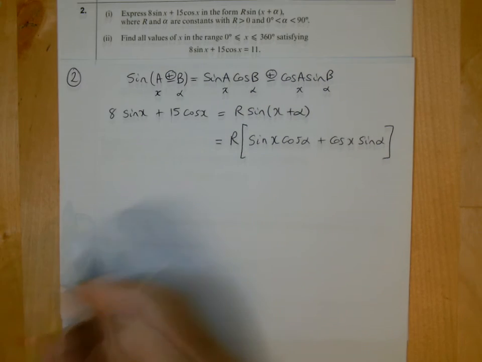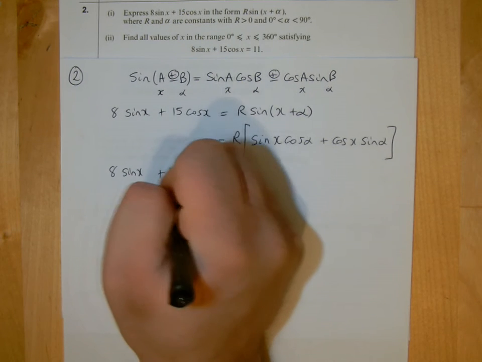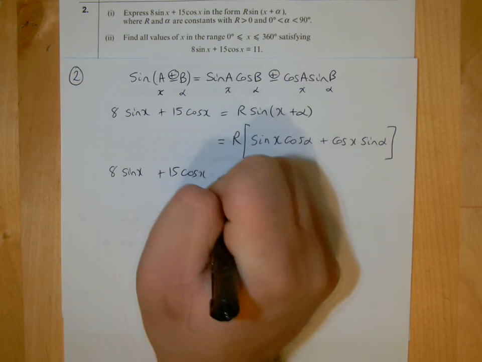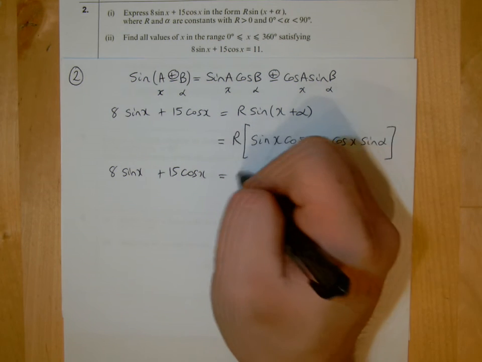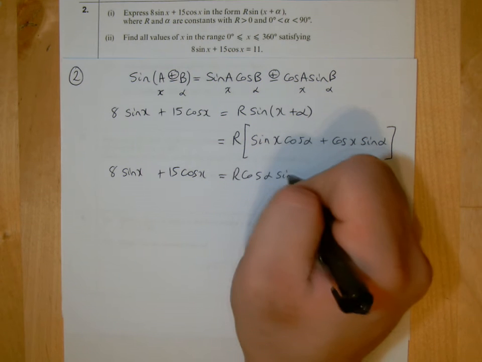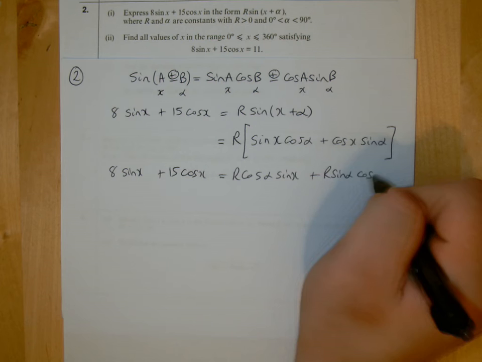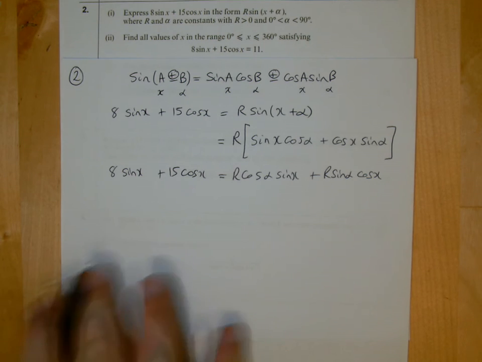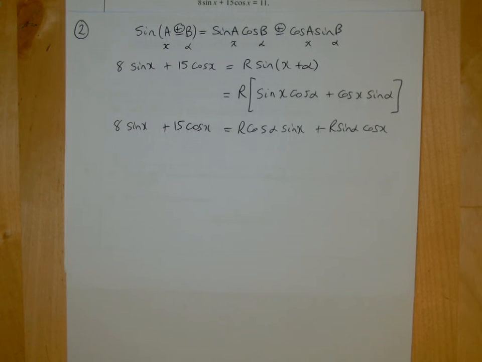Then on the next line, 8 sine x plus 15 cos x is equal to, so remember the approach, when you expand this out now, you just need to swap these around. So r cos alpha sine x plus r sine alpha cos x. Okay, so then we equate both sides, yeah?